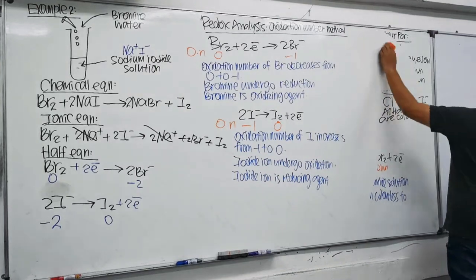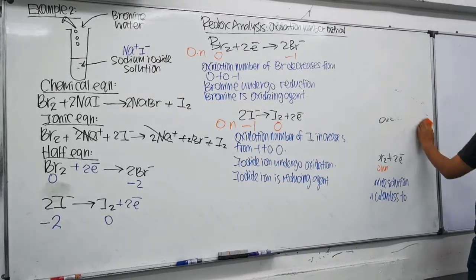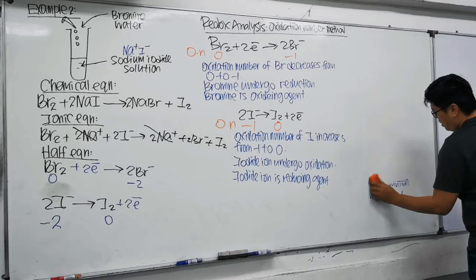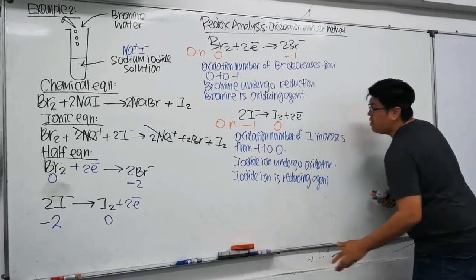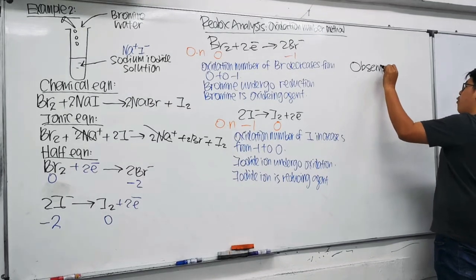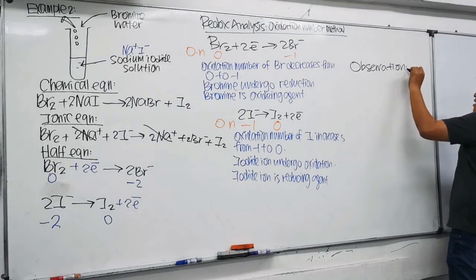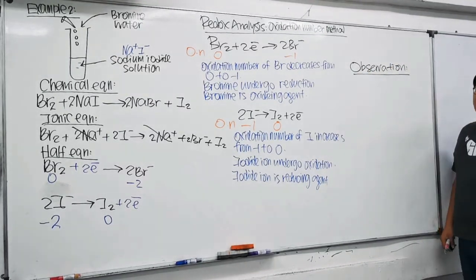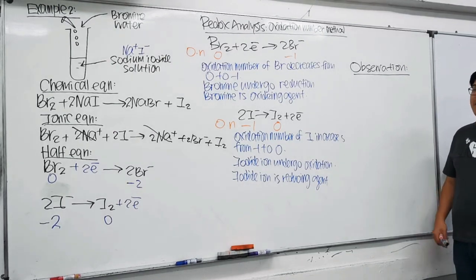Okay, now let's finish the last one. We already did our redox analysis. Let's do the last thing. The last thing is called observation. Now, let's finish it. Our observation. Observation always refers to our half equation. Always refer to the half equation and tell people what we can see.